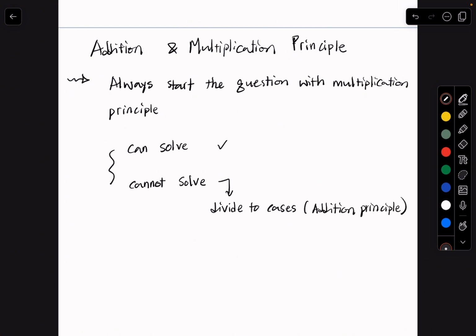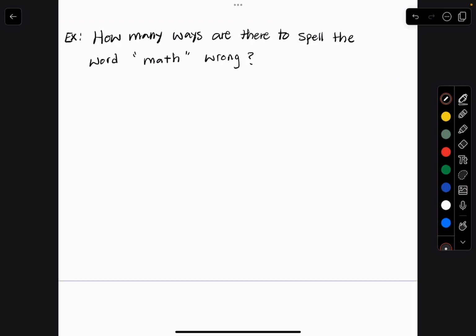But here is the thing. Unfortunately, in some questions, you might need both addition principle and multiplication principle to solve the question. But you do still follow this process. We'll see some examples later on. So here is our first example of today. It's asking us to find the number of ways to spell the word math, M-A-T-H, wrong.